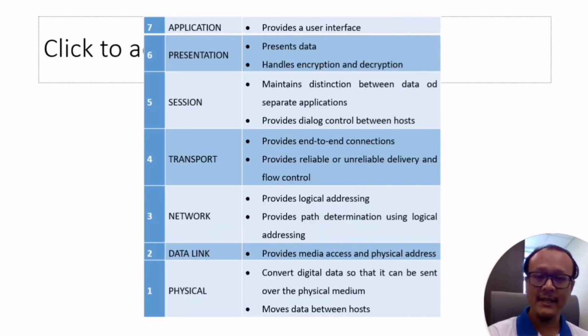So this is the table for the 7 layers of the OSI reference model. The upper layer is the application and the lower layer is the physical. And on this right side is the function of each layer.